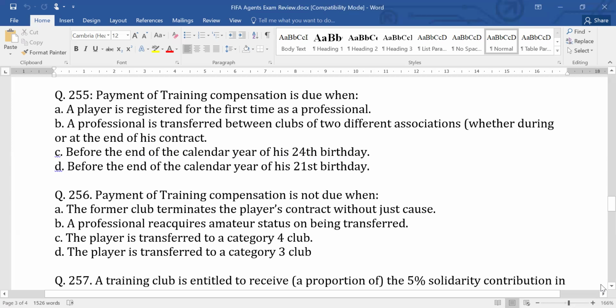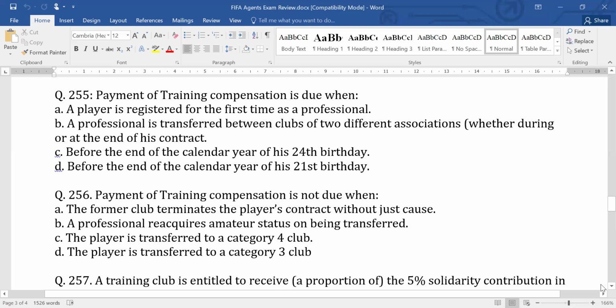So even though the player is joining for free, there is still training compensation. Yes, sir. It's only solidarity that is determined by the transfer fee paid. So training compensation is due whether they pay a transfer fee or not, so long as the condition is met. That's the point to note.